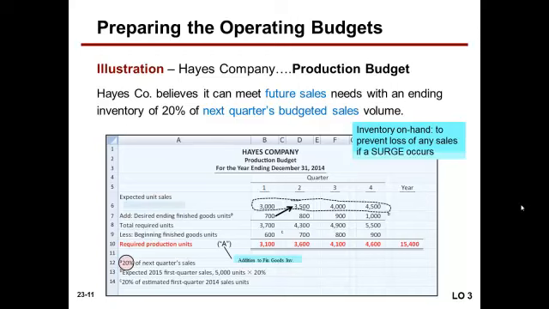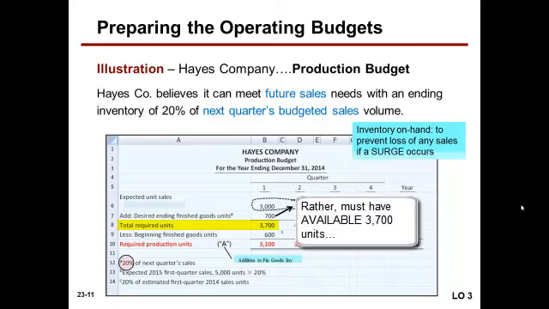So from 3,000 units to be sold, we want 700 units on hand. That means we must make a total of 3,700 units during the first quarter. However, our beginning finished goods inventory of 600 do not need to be made in the first quarter. They're already on hand.